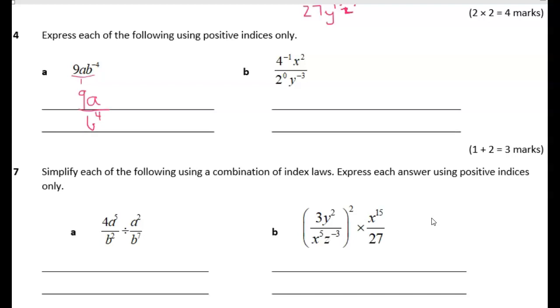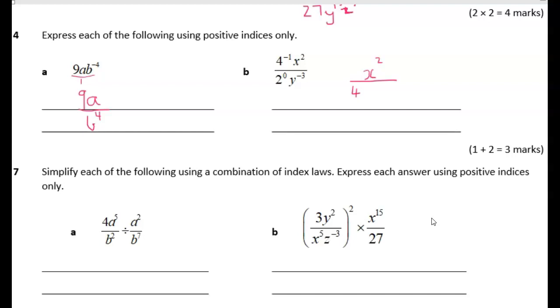Okay, for question B, a few more things going on here. The easiest way to do this is to just start your fraction. Okay, so anything with a negative power goes on the bottom. So that 4 to the -1, I'm just going to put on the bottom now. And then x to the power of 2 stays on the top.